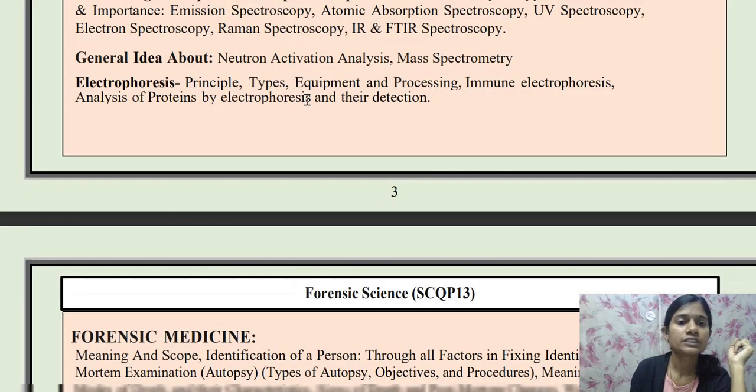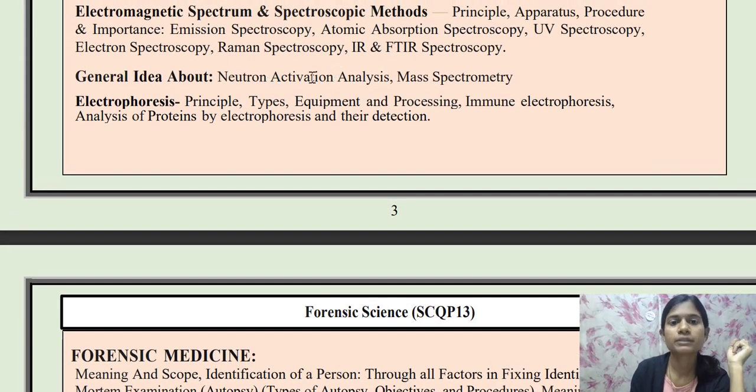Then the general idea about NAA, neutron activation analysis. Within the instrumental methods, NAA and also mass spectrometry. Mass spectrometry, as I said in the last heading, we use for identification of the separated components, based on the M/Z ratio, or mass to charge ratio. That is the main thing related to mass spectrometry. If they ask a question related to this, a component is identified using mass spectrometry based on the mass to charge ratio, the M/Z ratio.